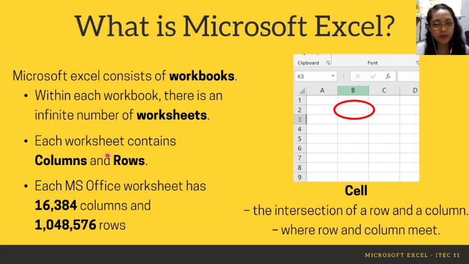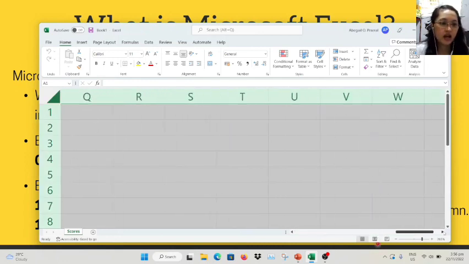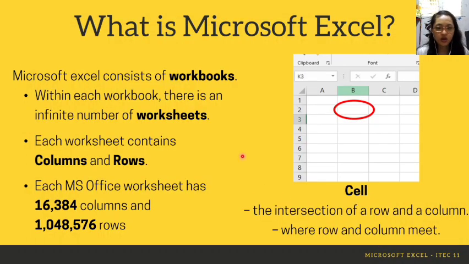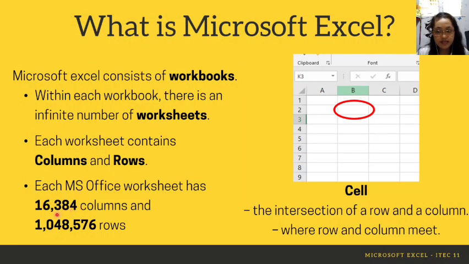Next, each worksheet contains columns and rows. Columns are indicated by letters and rows by numbers. Each MS Office worksheet has 16,384 columns. If we press Control A, we can know, so sige na drag hangtod sa kinalasan. So a worksheet consists of 16,384 columns and 1,048,576 rows.